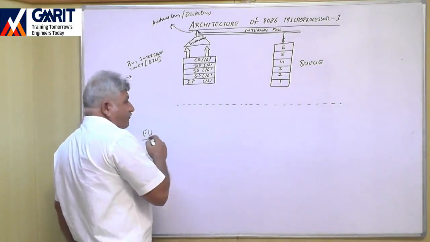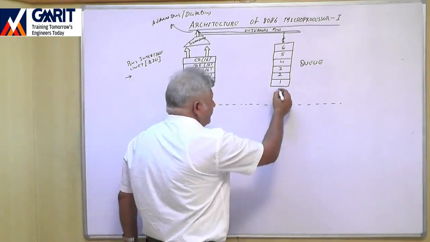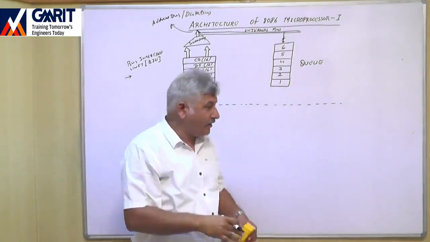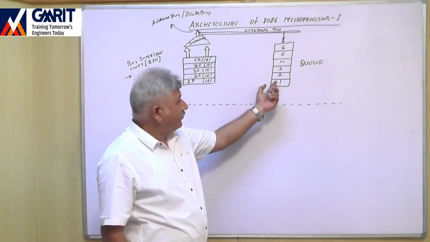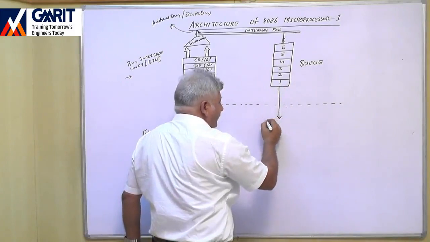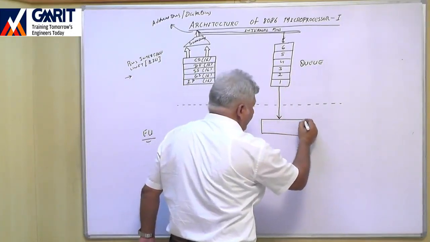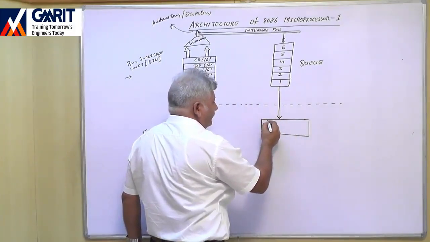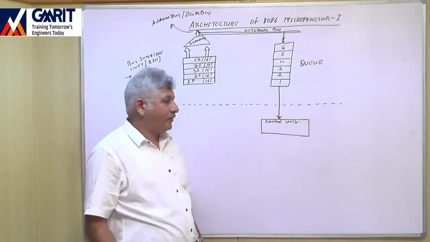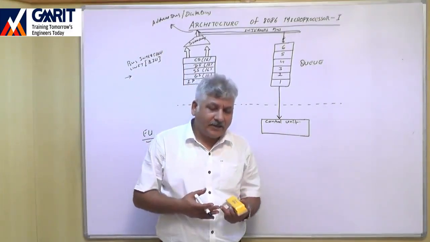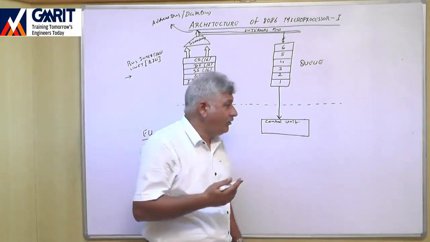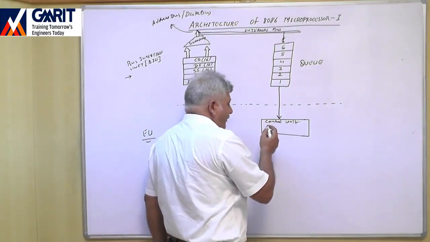Now in the execution unit, the instructions which are to be executed in future are now in the queue. From the queue, those instructions will go to the execution unit, and in the execution unit we have the control unit. The basic thing inside the control unit is the decoder. It will decode the meaning of the instruction. So here decoding will be done.